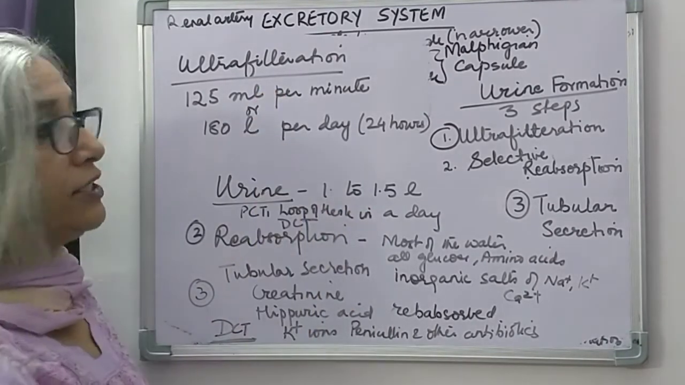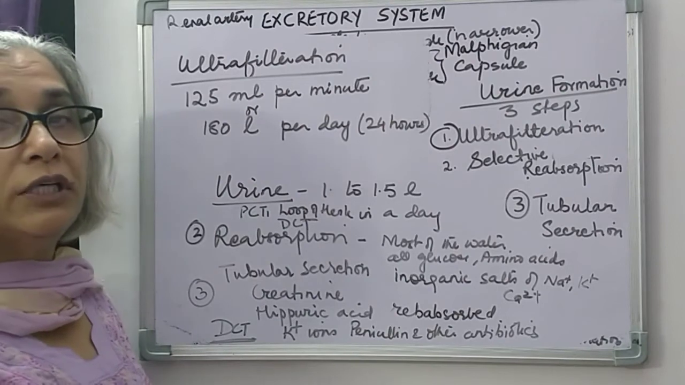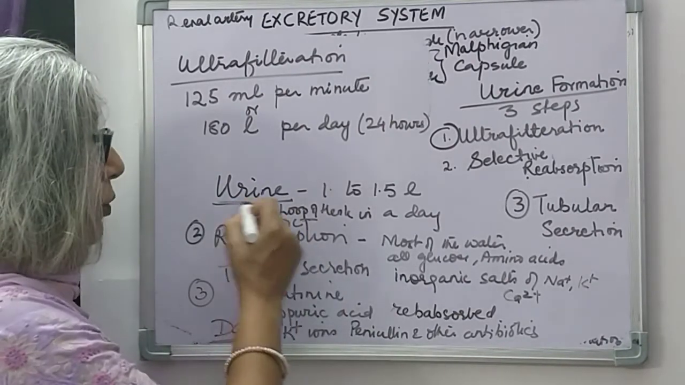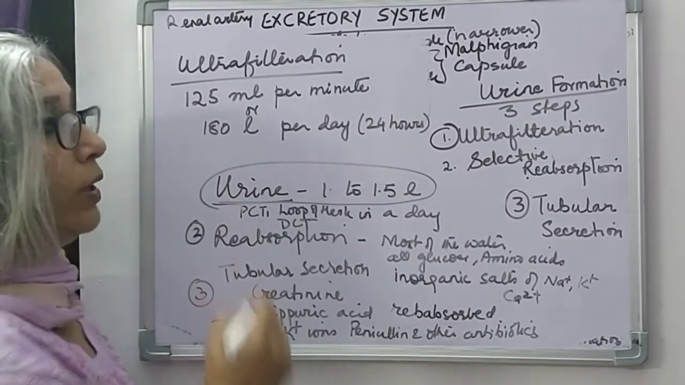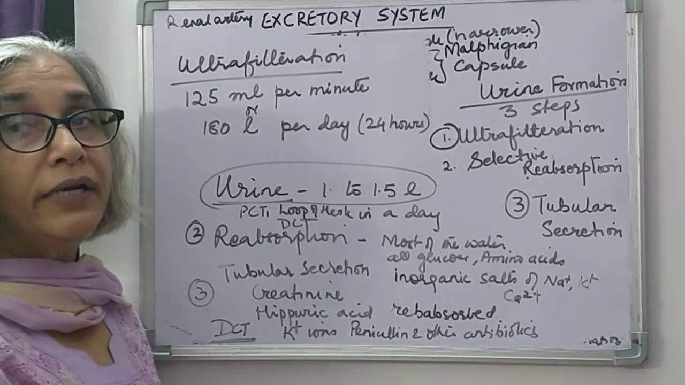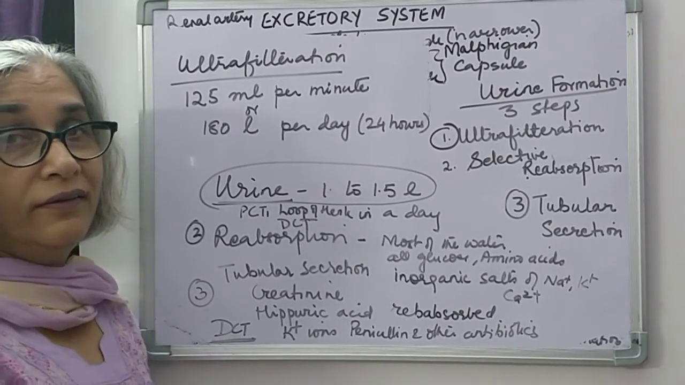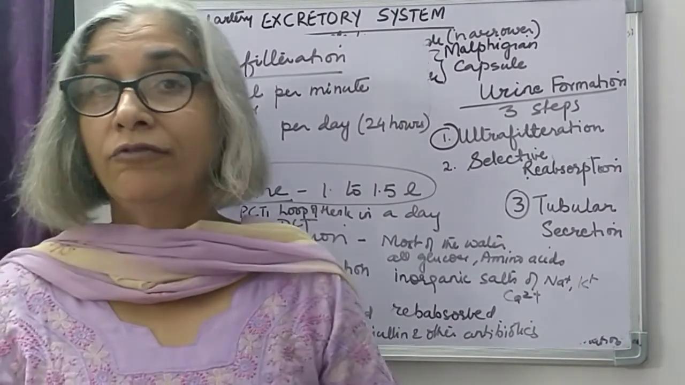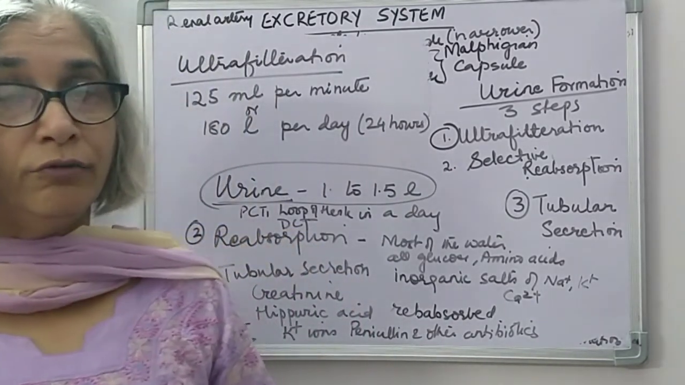And ultrafiltration takes place from the glomerulus into the Bowman's capsule. And total urine output is only 1 to 1.5 liters per day. So these are 3 very important steps for the mechanism of urine formation.